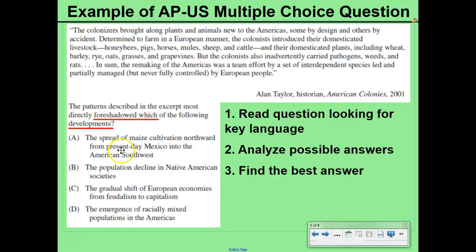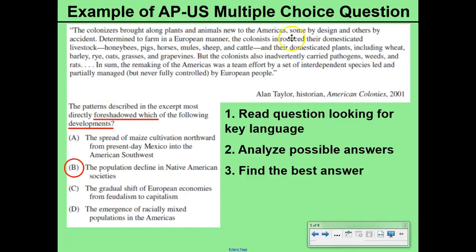We threw out A right away. The next one we've got to throw out is D, because the emergence of racially mixed populations in the Americas happens long after the Columbian Exchange got going. The gradual shift of European economies from feudalism to capitalism, there's nothing in the passage above that specifically talks about money, gold, silver, or specie. Instead, they're really talking about food and disease, which leaves us with B, the population decline in Native American societies.